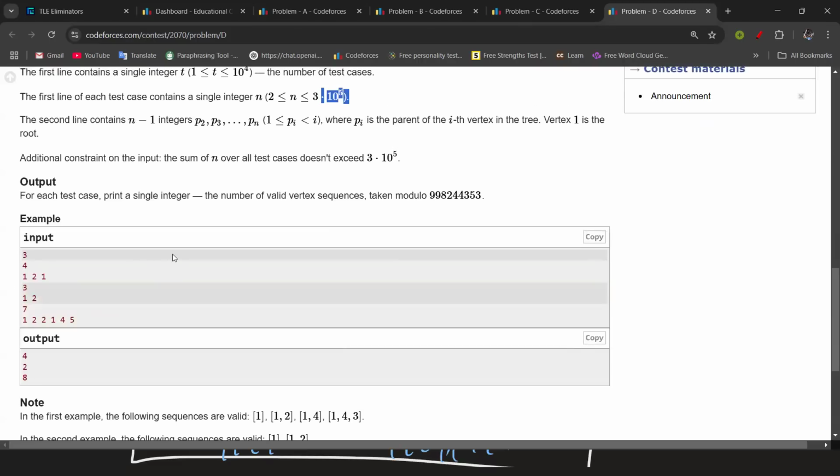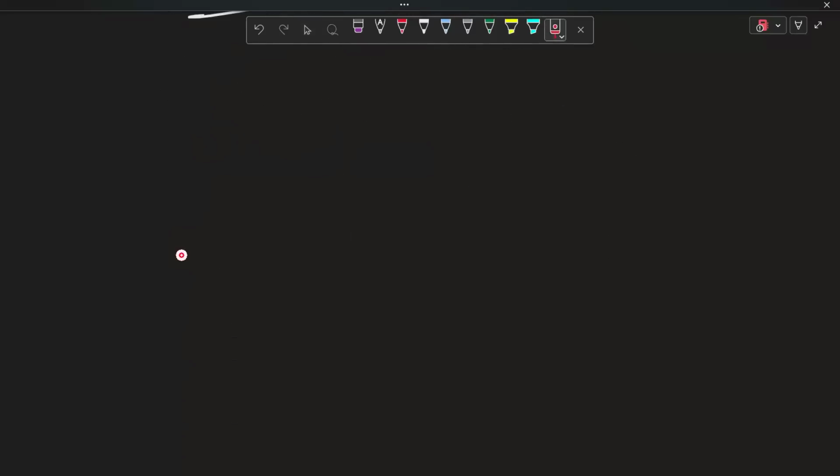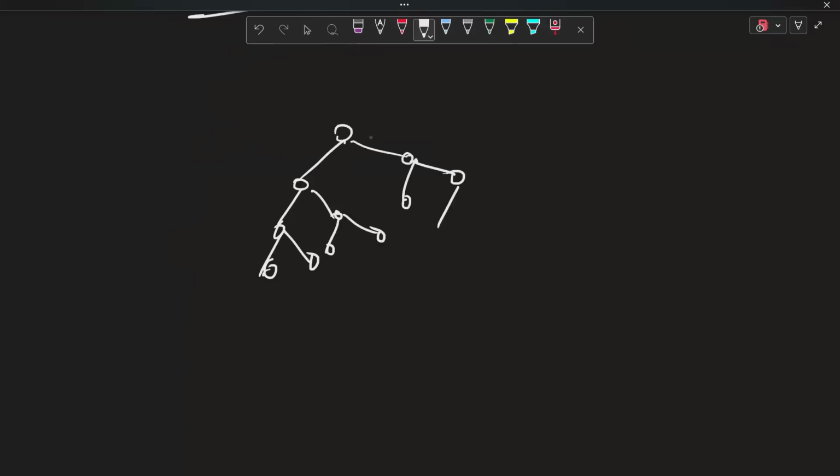Okay, so let's look at what we need to do. You are given some random tree. The root of the tree is vertex 1. You just need to find how many valid sequences exist in this tree. What are valid sequences? First thing is from the root, you can move to any vertex in the next level.